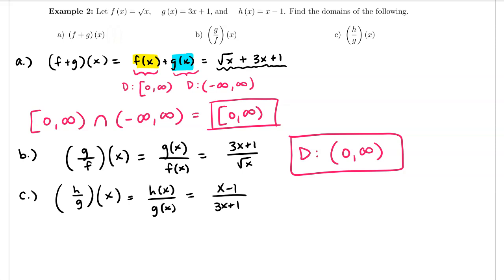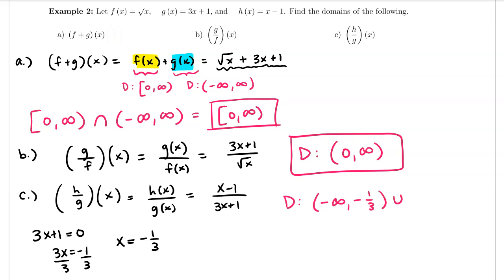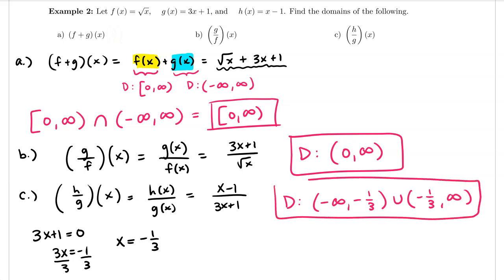I see that it's a rational function, and so because it's a rational function, I'm just going to go ahead and take my denominator and set it equal to 0, and then solve. I'm going to subtract 1 on both sides, and then divide both sides by 3, and we get x is equal to negative 1/3. So the x value that makes the denominator 0 is negative 1/3, meaning our domain is going to be all real numbers that are exclusive of negative 1/3. So we have negative infinity to negative 1/3 parenthesis, union parenthesis, negative 1/3 to infinity, and this is our domain for part C.